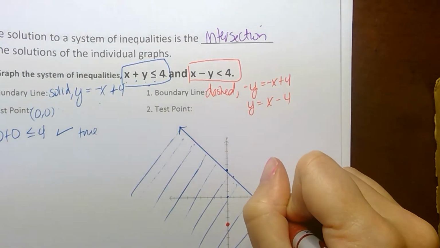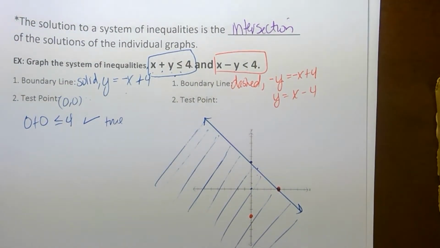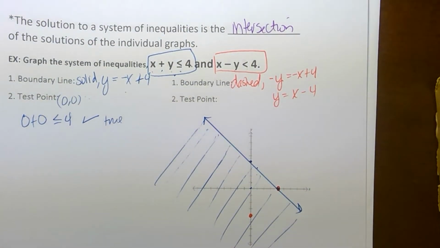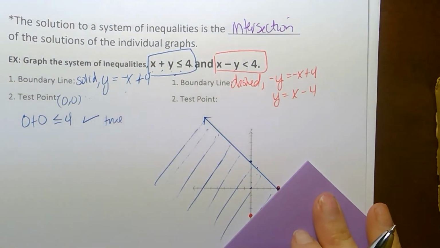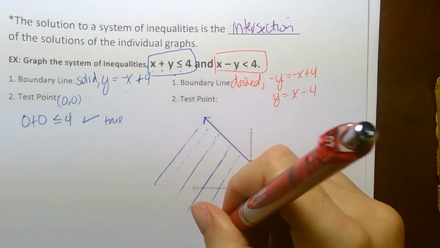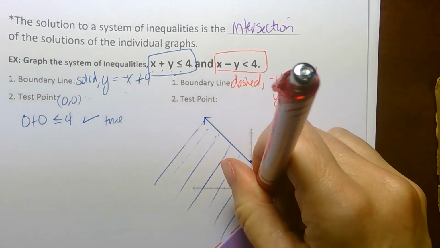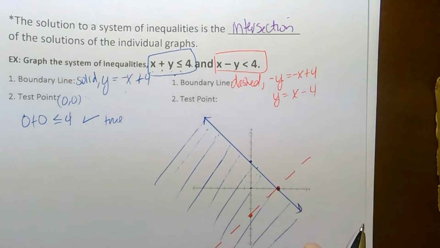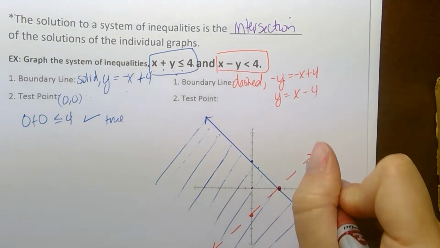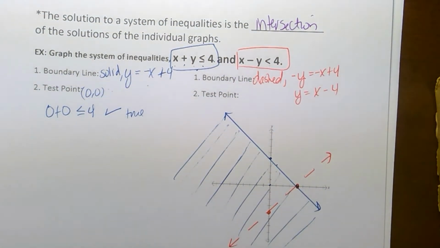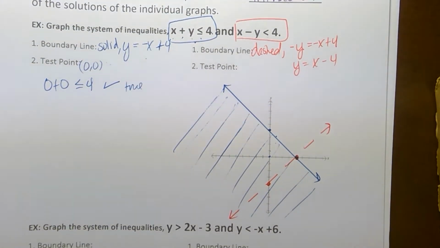So I'm going to go through this point again, but my line has a positive slope, and I need to remember that it is a dotted or a dashed line. So when I sketch my line in, I need to make sure it is a dashed line because it's not less than or equal to. It's just less than. Oh, less than in this case.